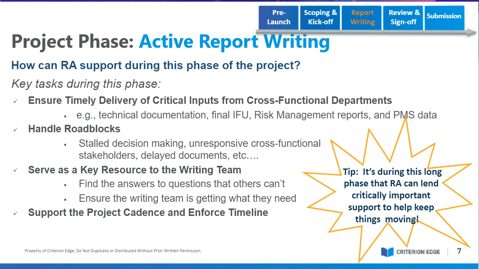There can be stalled decision making. That's common. There can be groupthink going on amongst all the cross-functional stakeholders. Somebody on one team wants something to be one way. Somebody on another team feels strongly that it should be another way. We get that as writers. But at some point, we need a final decision if we're going to make this happen. So you can help with that, regulatory affairs. You can help with that stalled decision-making. Drive towards getting clear feedback back to the writer so that they can clearly write it in the CER.